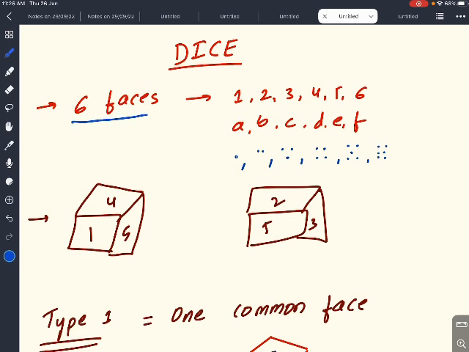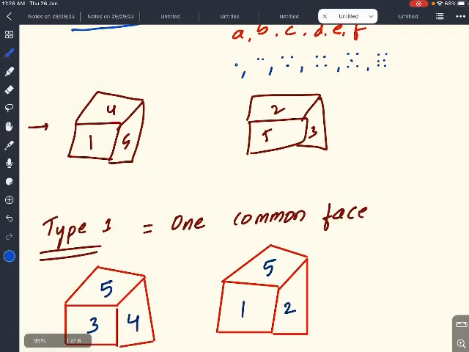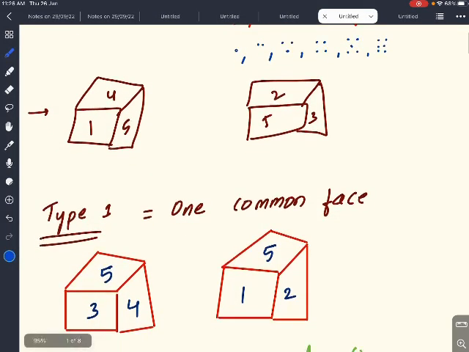They give 1, 2, 3, 4, 5, 6 or A, B, C, D, E, F, or they give dots, like 1 dot, 2 dots, 3 dots, 6 dots. The dice shows 3 faces, and 3 faces are opposite to each other. Commonly they ask 3 types of questions in dice.